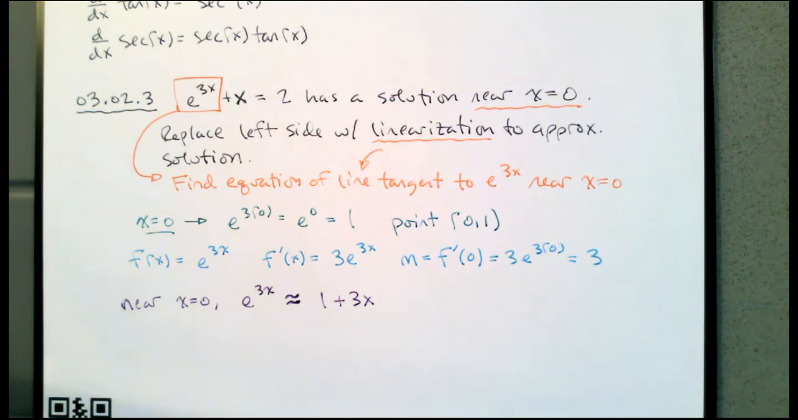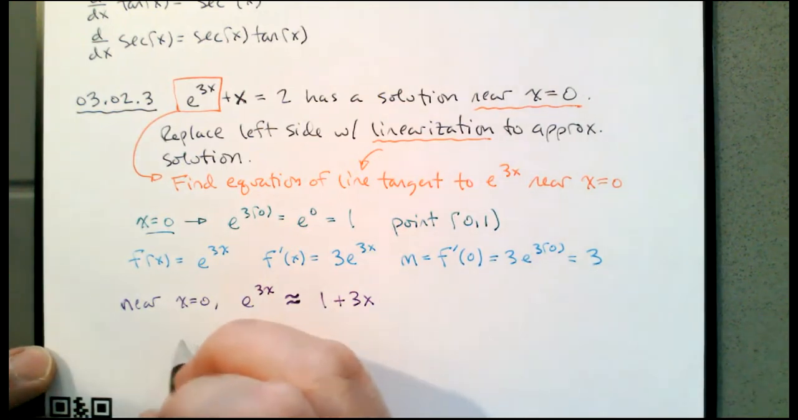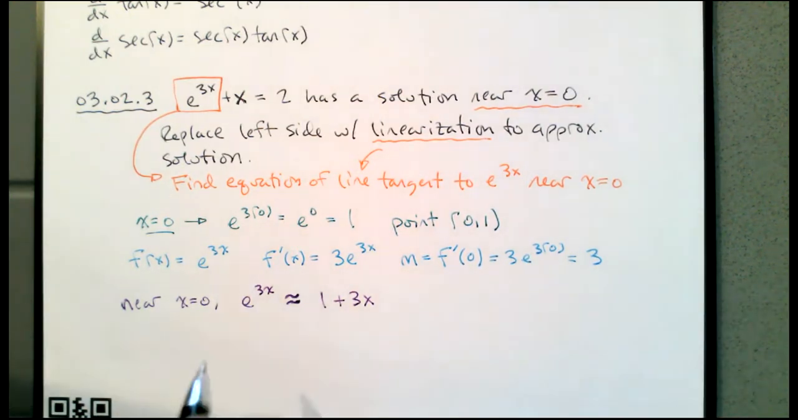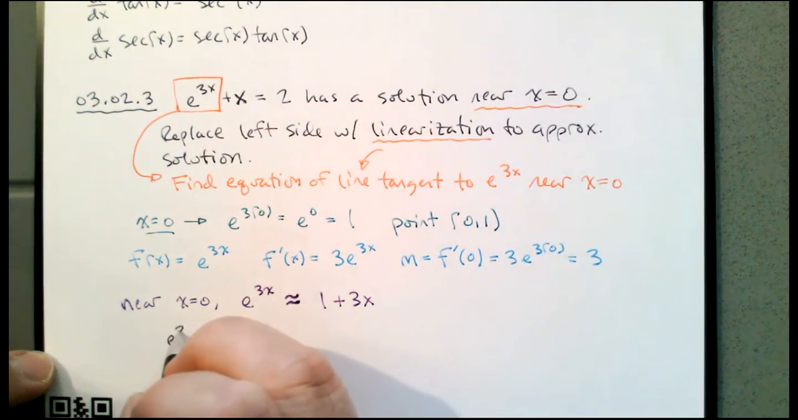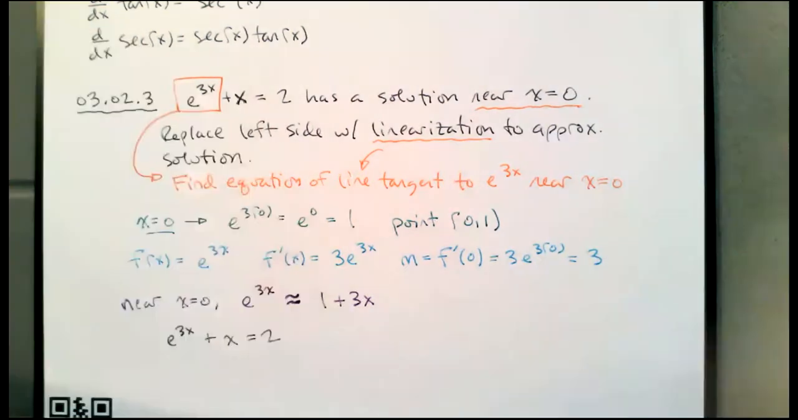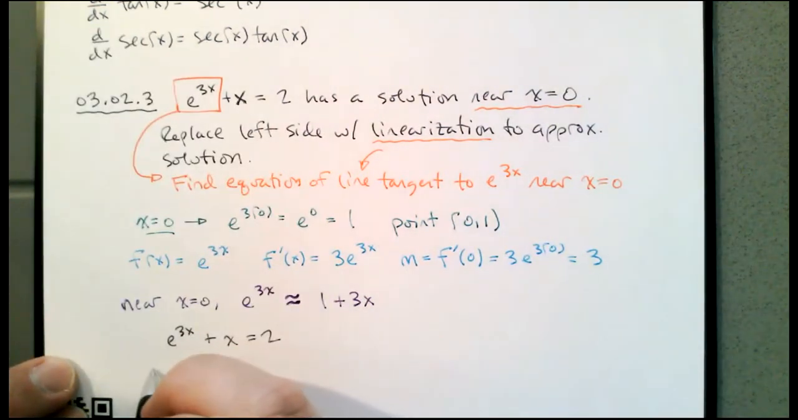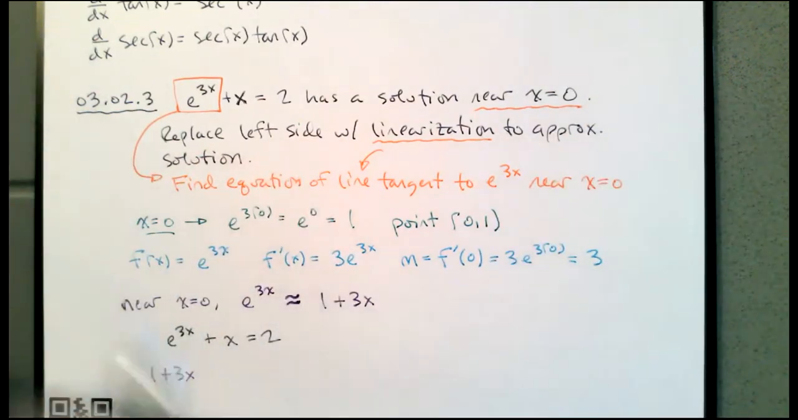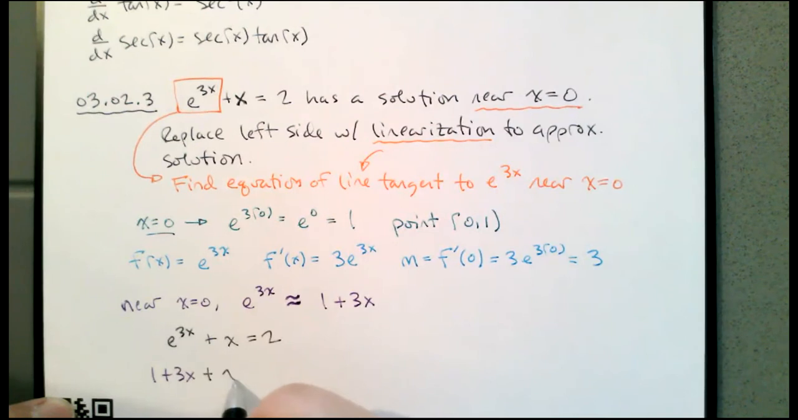So I'm going to replace e to the 3x in the equation with 1 plus 3x. So e to the 3x plus x equals 2 becomes the equation 1 plus 3x plus x equals 2. So our solution is 1/4.